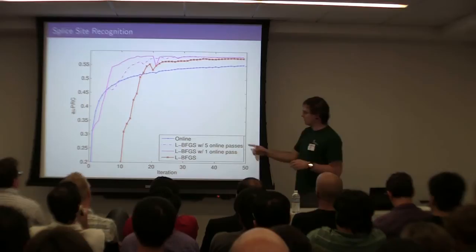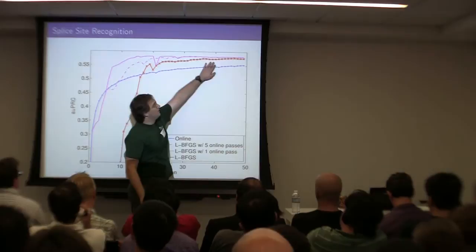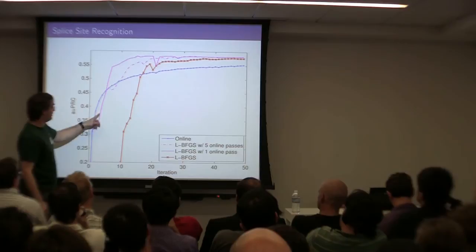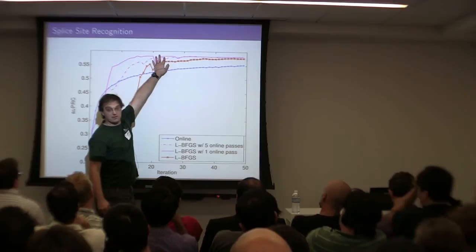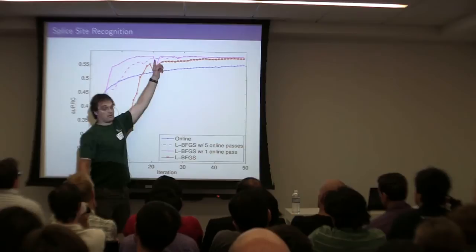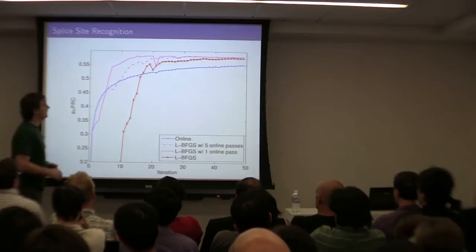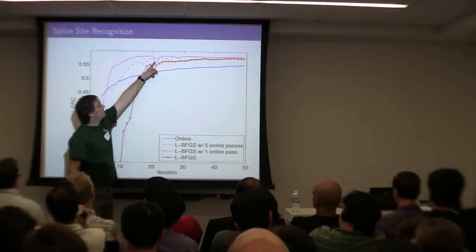I guess what I was saying is LBFGS is getting better, but it's not quite there. If you do online for one pass and then LBFGS, then pretty quickly you get up to essentially maximal performance. This is test performance here. Sometimes things go wrong, you step the wrong direction, but then you backstep and you repair whatever mistake was made. You can also start at 5 passes, and it's pretty similar, but it seems like 1 pass is really getting most of the juice out of online learning.